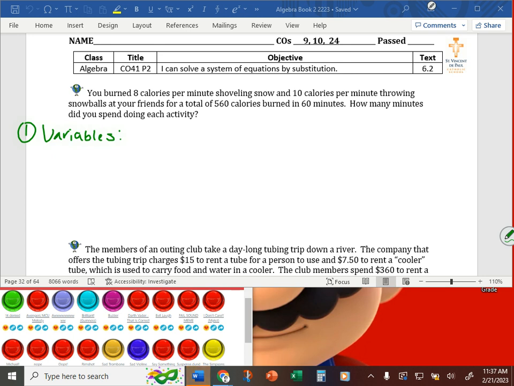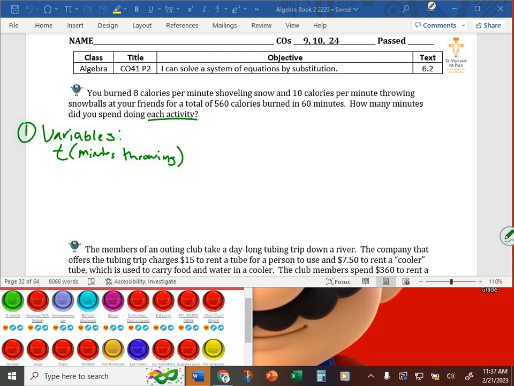And normally, where you can find what you're solving for is in the question. The question here says, how many minutes did you spend doing each activity? What are the 2 activities that it's referring to here? Throwing snowballs. Okay, so we'll use T, which is going to represent how long we throw snowballs. So we'll say minutes throwing. Right? And what other variable should we use here? What other activity is being done here?